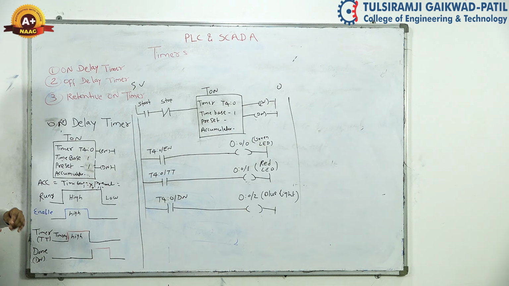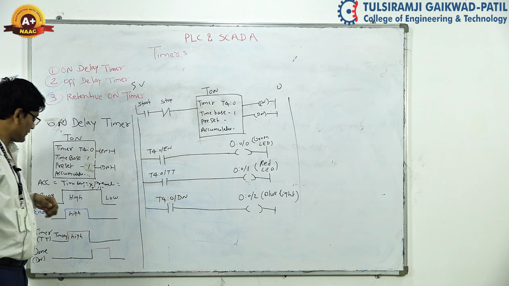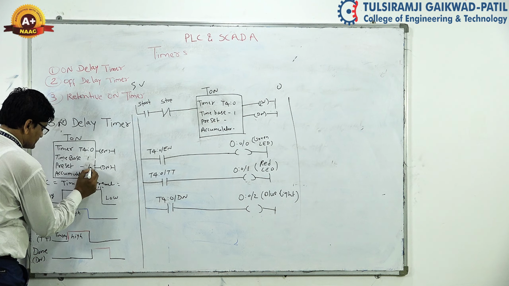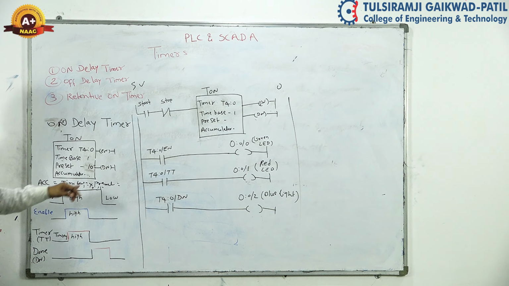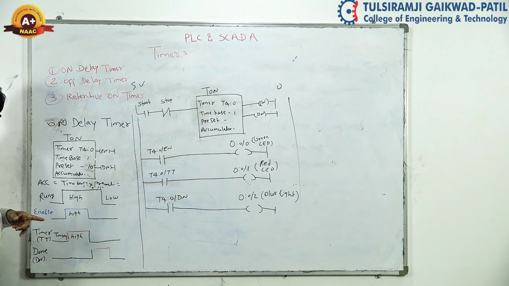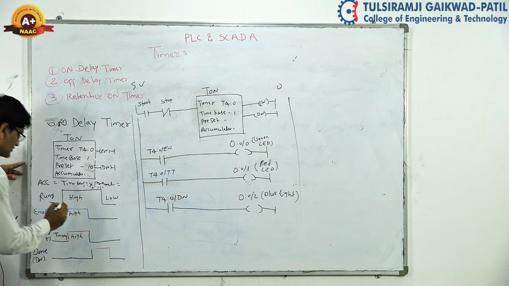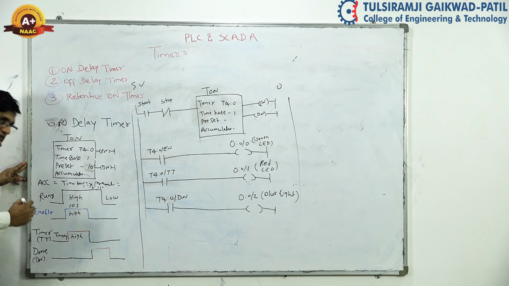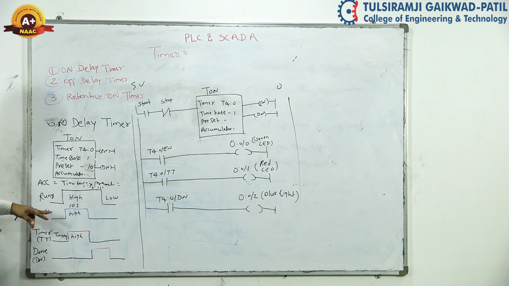Second is the enable bit. When our rung is on, the enable bit of this timer will be on. Suppose here we are giving the delay as 10 seconds, with preset value 10, 1 multiplied by 10, so there will be a 10 second delay. The delay will be here 10 seconds. When the rung is on, this bit will be continuously on.